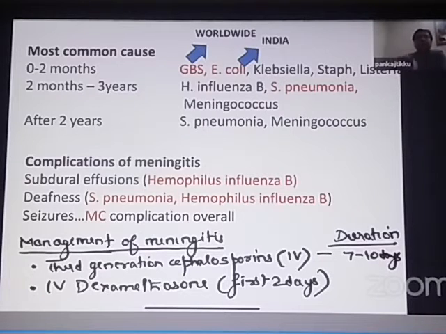Another important complication very frequently seen with Haemophilus influenzae B is subdural effusions. However, Haemophilus influenzae B meningitis not only leads to subdural effusions but can also lead to deafness.